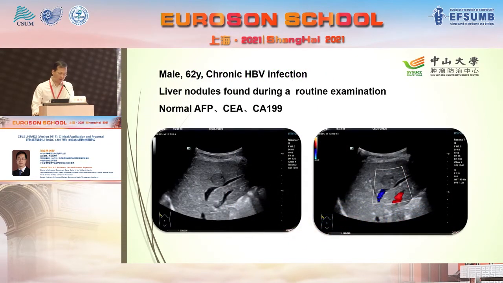Here is an example: a 16-year-old male patient with chronic HBV infection. A hypoechoic lesion was found in segment 5.